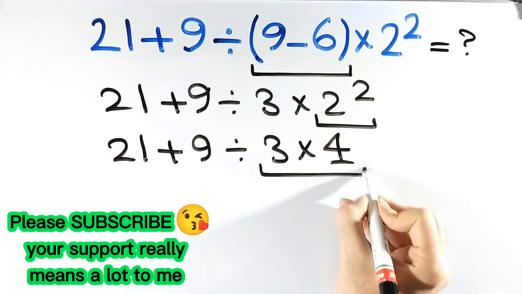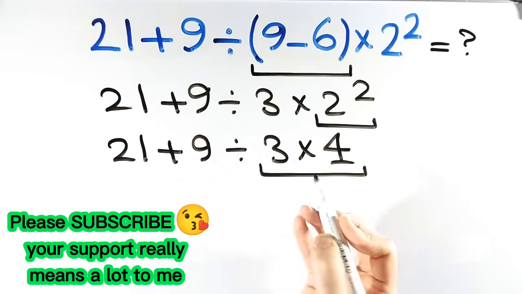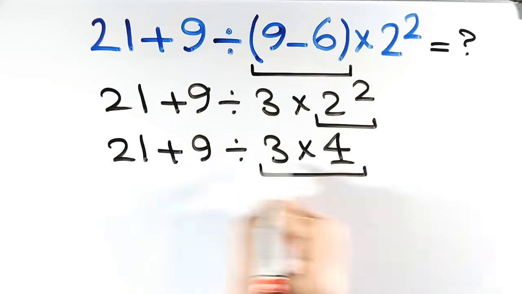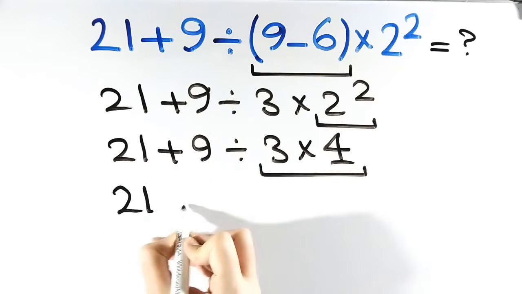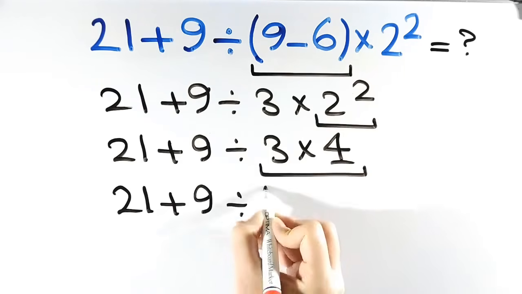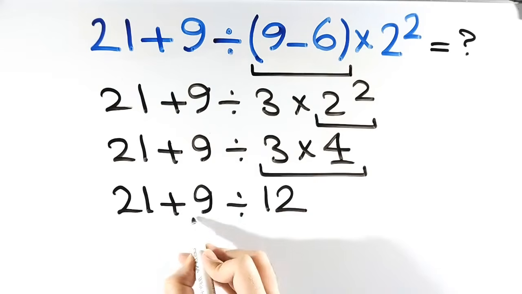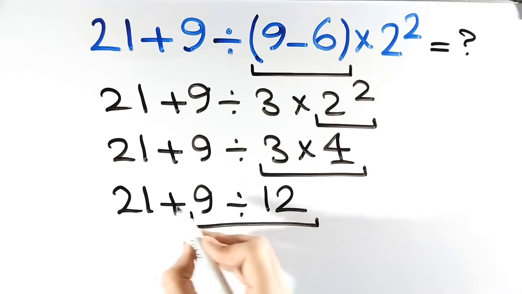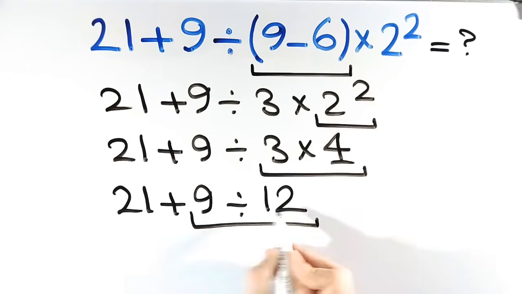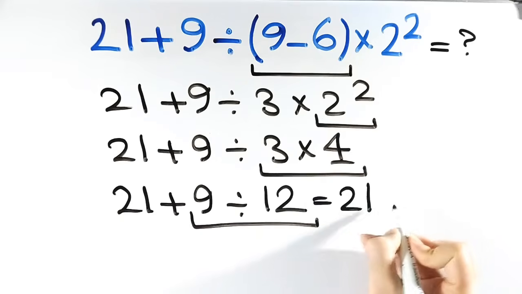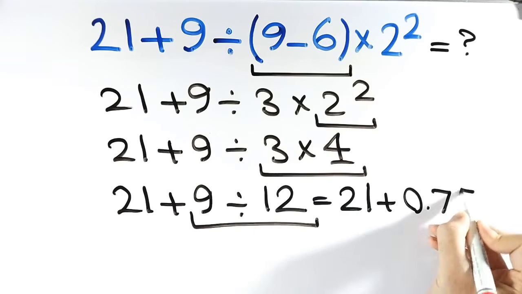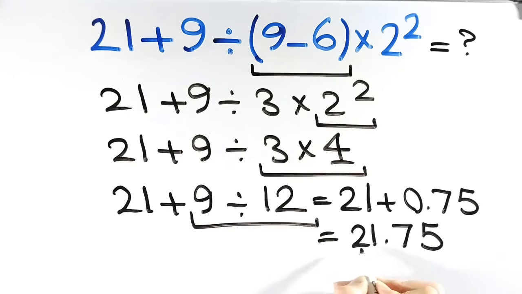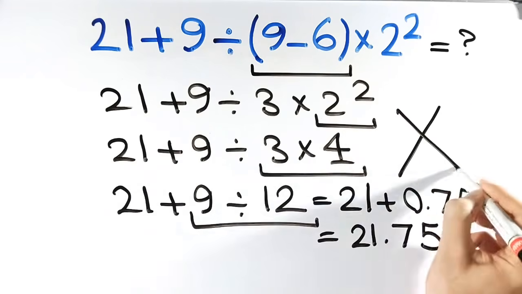Then they go for the multiplication between 3 and 4 because they think multiplication has a higher priority than division. So, instead of this expression, they write 21 + 9 ÷ 12. And in the final step, they go for the division between 9 and 12 because they believe division has priority over addition. So, instead of this expression, they write 21 + 0.75, which finally gives them the answer 21.75. But this answer is completely wrong.